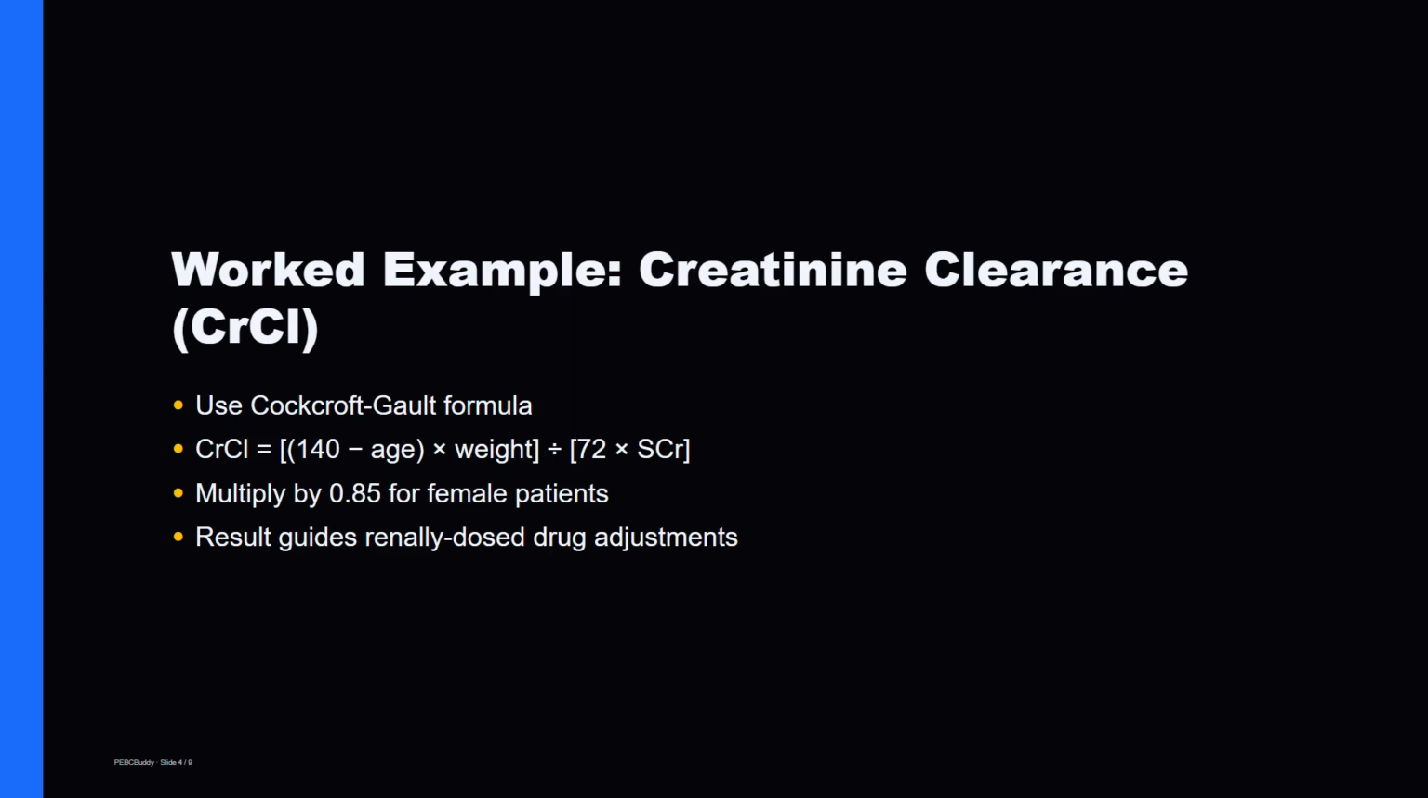So for a 60-year-old woman weighing 70 kilograms with a serum creatinine of 1.2, you get 140 minus 60 equals 80, times 70 equals 5,600, divided by 72 times 1.2, which is 86.4. That gives roughly 64.8 milliliters per minute. Then times 0.85 equals about 55 milliliters per minute. From that number, you determine whether a renal dose adjustment is needed. Practice this formula until the steps flow automatically.